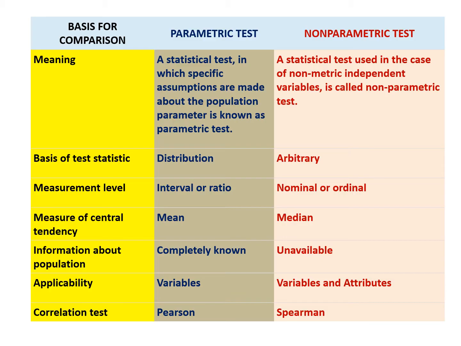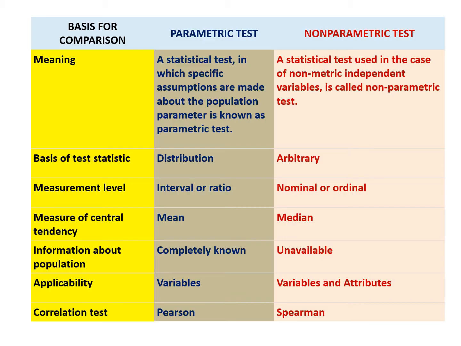It's applicable for variables, and for correlation tests, you will make use of Pearson correlation. A non-parametric test is a statistical test used in the case of a non-metric independent variable. The basis of the test is arbitrary. The scale of measurement used here is nominal and ordinal. And for the measure of central tendency, we are going to make use of the median.